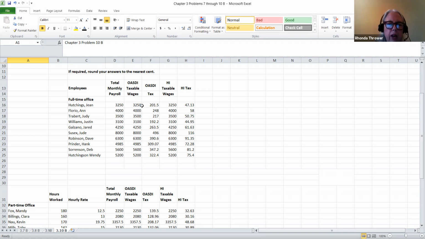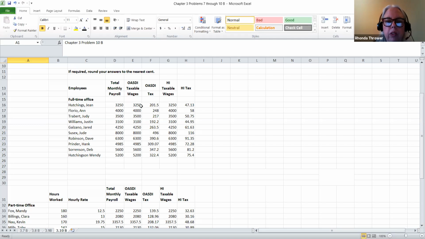So the first thing that I would do if I were trying to tackle this problem is look at the monthly payroll, go to the highest payroll, multiply it by 12 months, to see if the highest pay goes over the ceiling. In this case, none of the employees went over the OASDI ceiling of 137,700. So we don't have to worry about going over the ceiling. All of them were under the ceiling. So we're simply multiplying the monthly total of the wages times 6.2%.